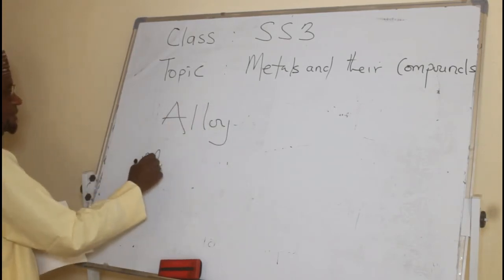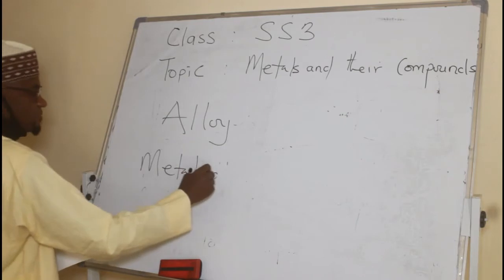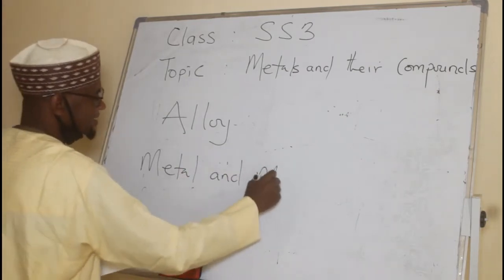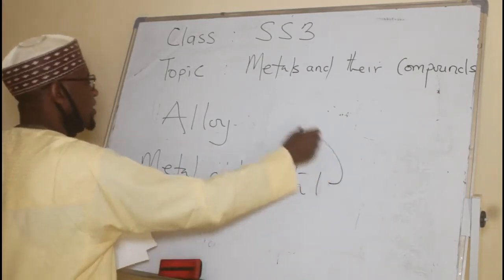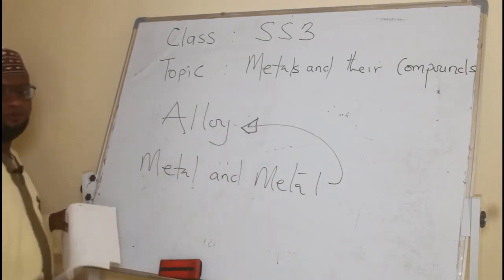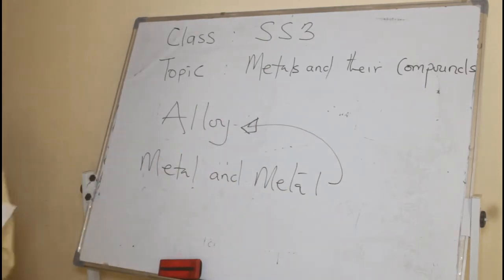Metal and metal form alloy. It's more like a physical mixture. It's a solid mixture of metals. That's what you call an alloy.